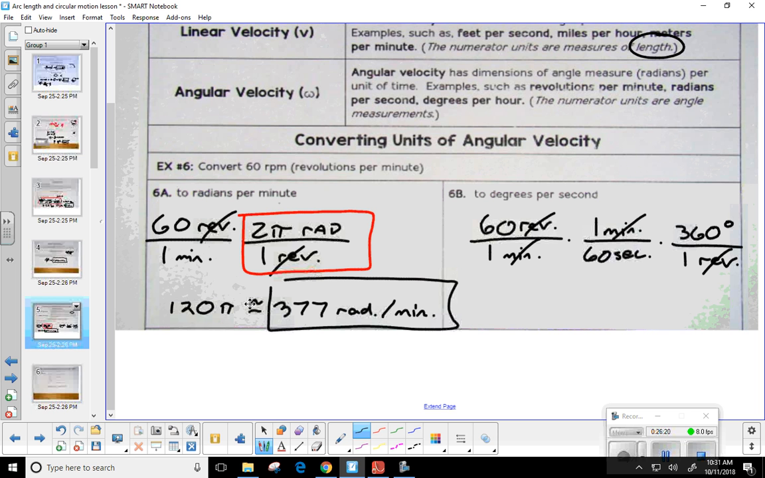But do you also notice anything else? Yeah, this one was actually pretty nice to us. The 60s cancel as well. So 60 revolutions per minute would be 360 degrees per second.